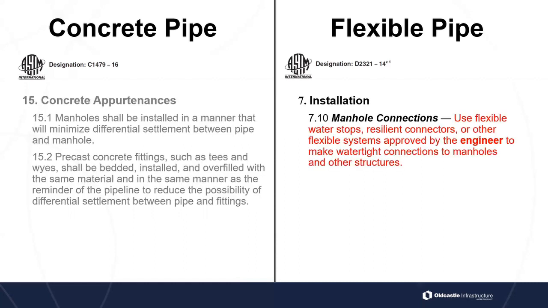Now with flexible pipe, when we have manhole connections, ASTM D2321 recommends that we use flexible water stops, resilient connectors, or other flexible systems approved, again, by the engineer to make watertight connections to manholes and other structures.